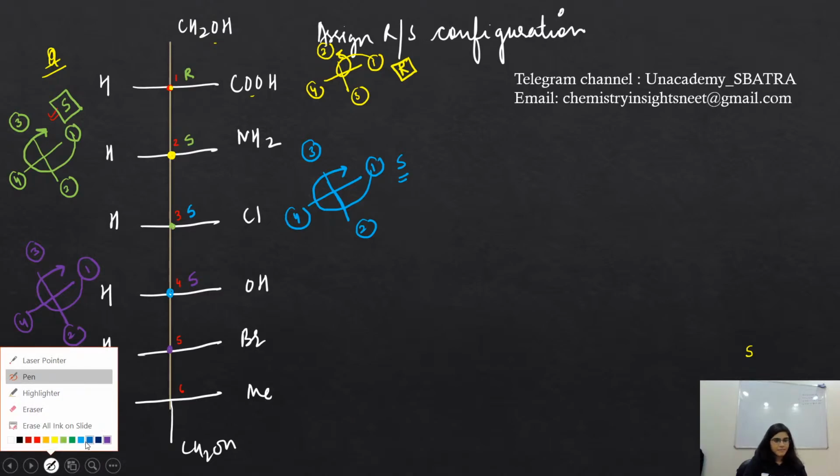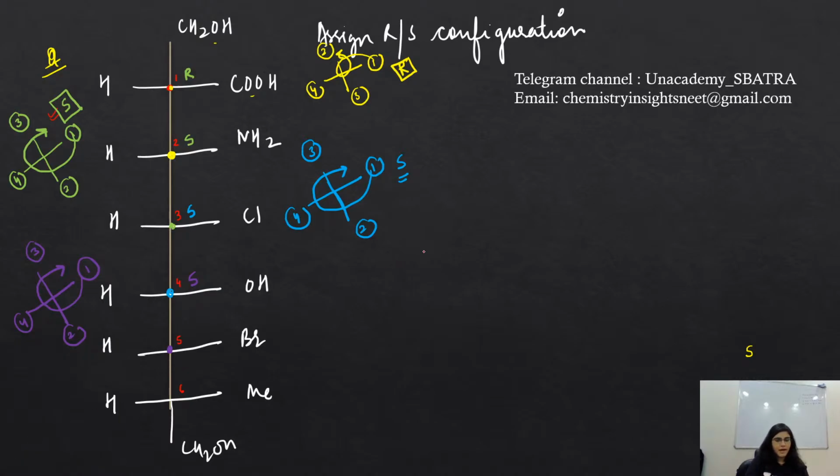Is it clear everyone? You are clear on this concept that how you can assign the nomenclature? If you have any kinds of doubt, then definitely you can ask in the comment section, right? Now quickly tell me the configuration for fifth carbon.